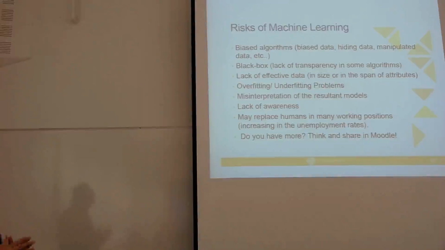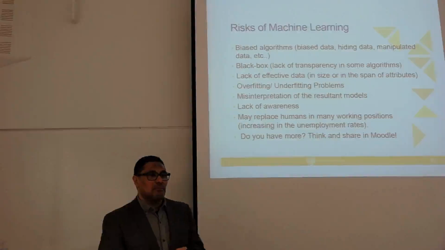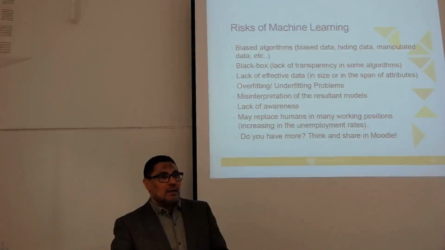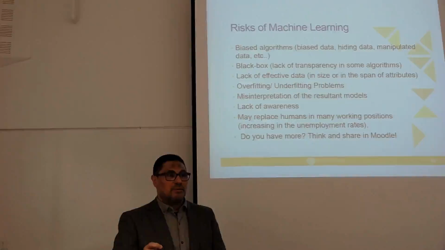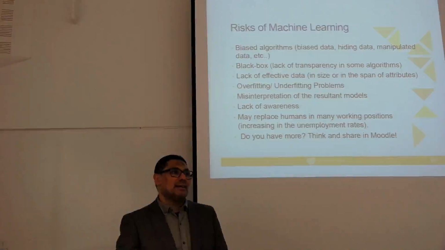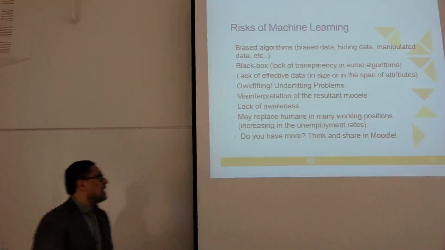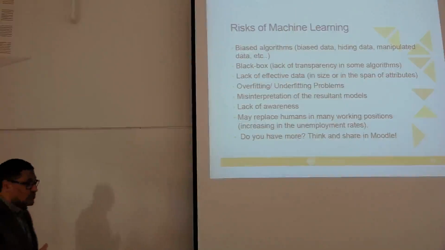Another risk is that it may replace humans in many working positions. For example, I read once that any human behind a computer doing some job can one day be replaced by artificial intelligence. In that case, we will have an increase in unemployment rates. You can think of more risks for machine learning and artificial intelligence as well.